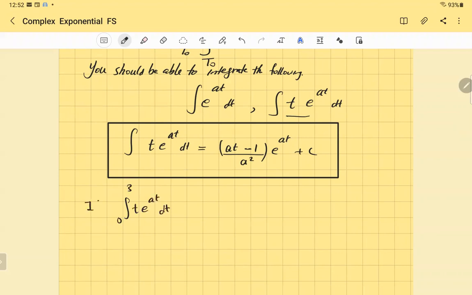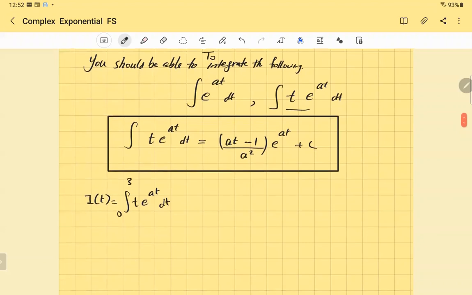I will call this I of t, integration. So when you find this, this will be the formula, and then one time you substitute by 3, one time by 0, so we'll say it's equal to the integration when t is equal 3 minus the integration when t equals 0.